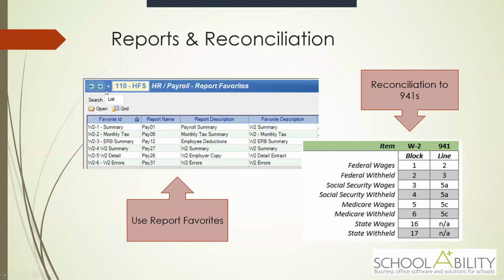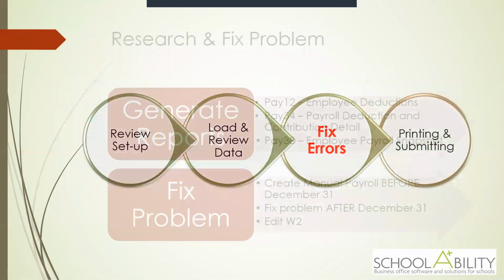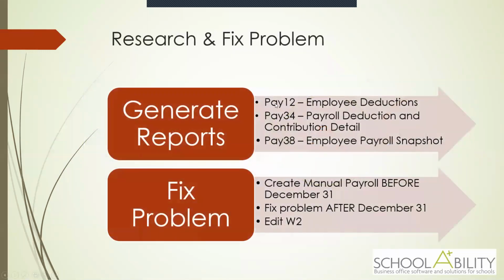Okay, so we went over the favorite reports. In general, what we're doing is we're reconciling to the 941s and identifying if there are any differences. At this point, we're going to want to fix any errors that we have. I've included some reports that we're going to want to look at. And then in order to fix those problems, we're going to need to either create a manual payroll before December 31st if we're in a time frame before December 31st. But if we encounter the problem after December 31st, we still have the option. And then, of course, we can edit the W-2.